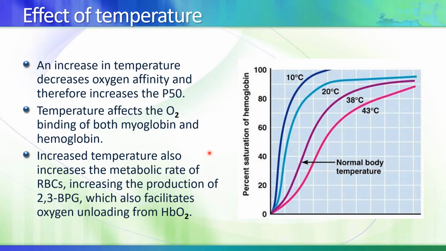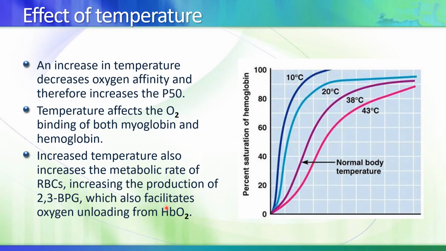And if someone is sick as well, tissues must have high metabolic rate in order to fight the disease or whatever. So what happens is that increased temperature can also have an effect on the metabolic rate of red blood cells. That would increase the production of 2,3-bisphosphoglycerate, and that would facilitate oxygen unloading, or release, from the hemoglobin molecule.